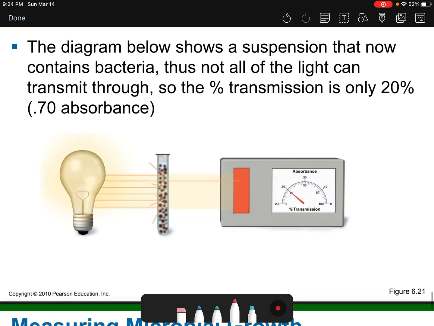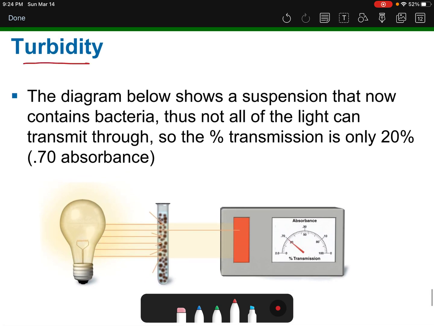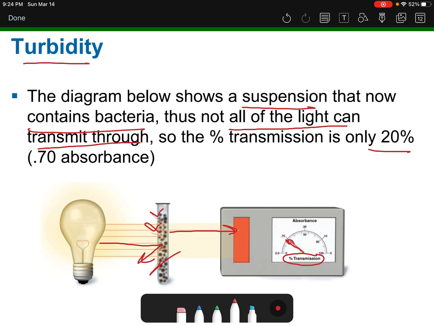But if you have cloudiness, or what we call turbidity, because you have a bunch of suspension that has bacteria, not all of the light can transmit through, okay? So here you can see the percent transmission is only 20%, okay? That's because as soon as the light hits it, it hits some of those bacteria and it refracts off and bounces off, okay? So not all the light gets transmitted through. So based on those turbidity percentages, we can calculate then how much the bacteria has grown.